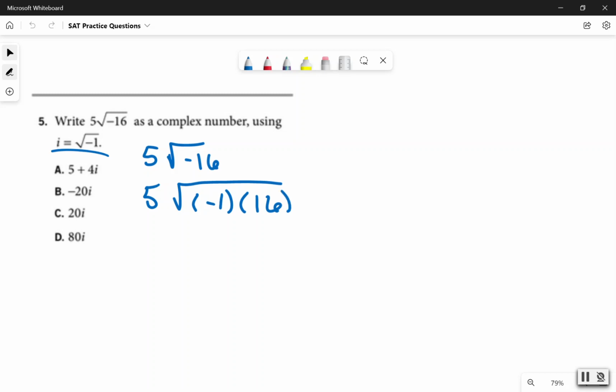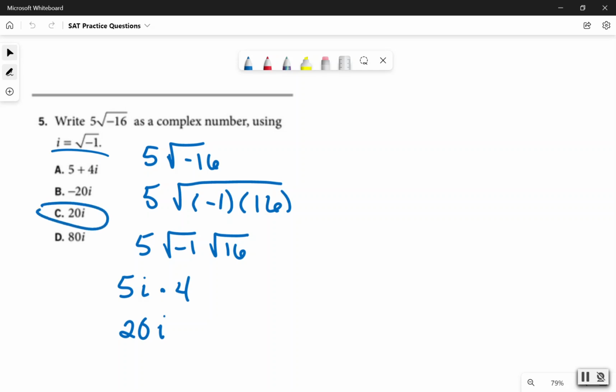So we can do two things here. We know 5 times the square root of negative 1 times the square root of 16. We can simplify this a little bit more. We know what i is equal to, so that's 5i. And then we also know the square root of 16 is 4. All right, so we can multiply all of this together, so it's going to be 20i. Perfect, and that's our value C here.